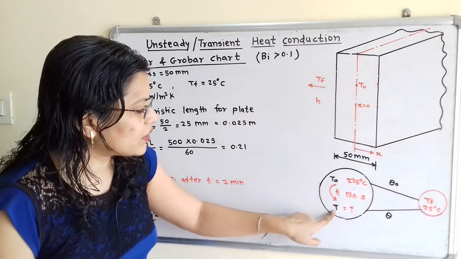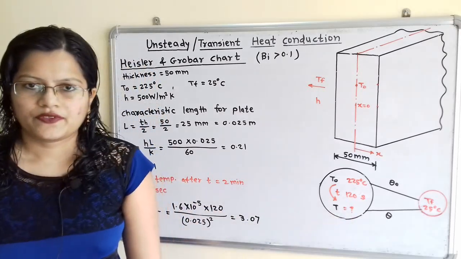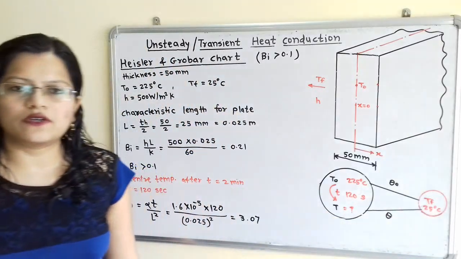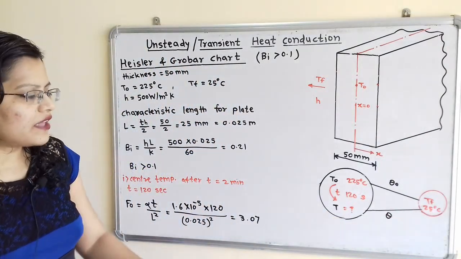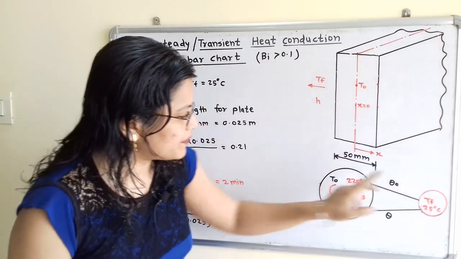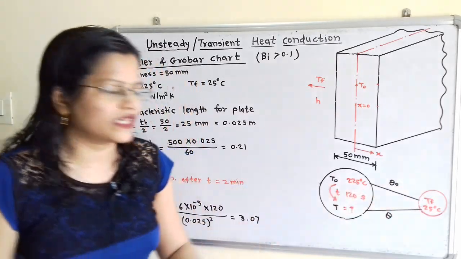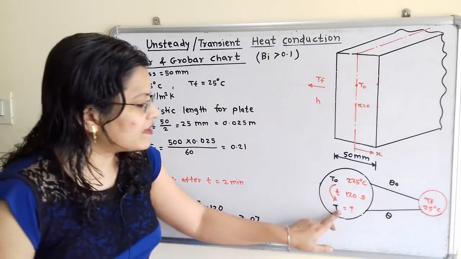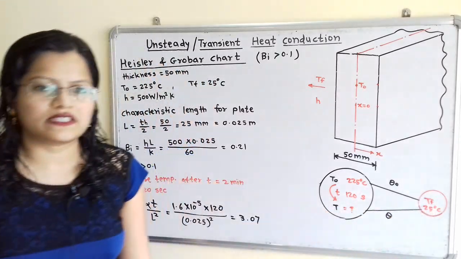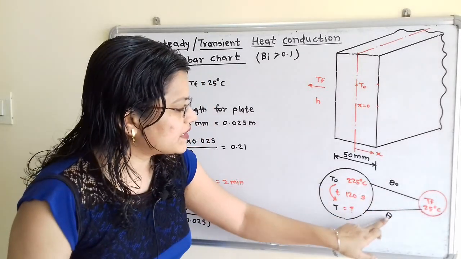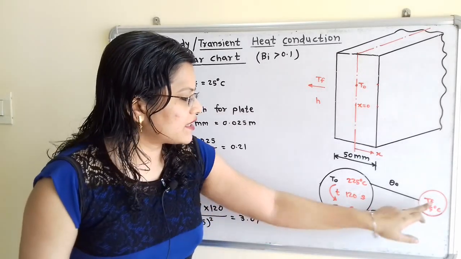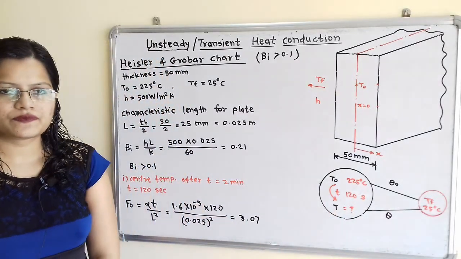We have to find out what is the temperature T. Now here we will draw the surrounding temperature TF is equal to 25 degrees Celsius. Now initial temperature difference, that is T0 minus TF, is known as theta 0. And the final temperature after time t 120 second, T minus TF, is known as theta. Now this theta 0 is known but theta is unknown, and we have to find out this theta. If we find this theta, then we will get the temperature T.